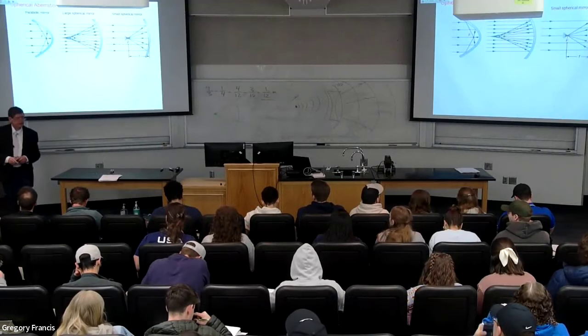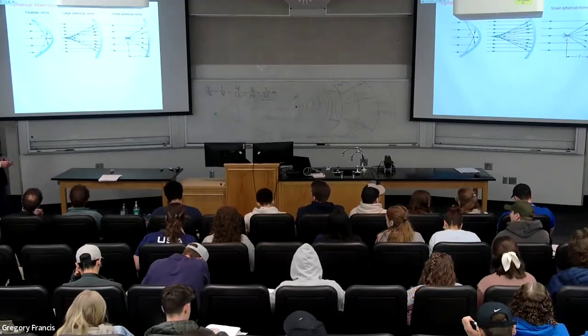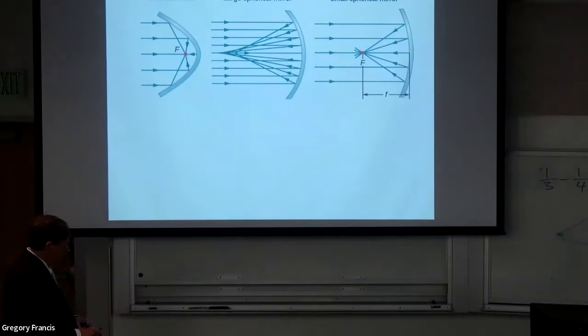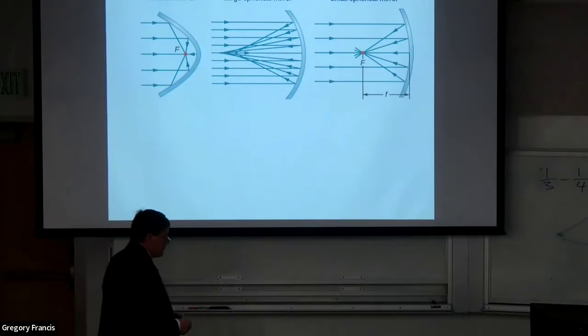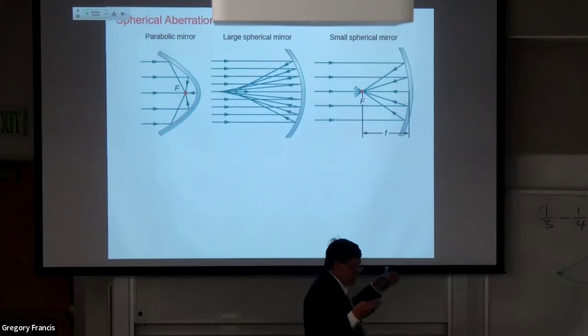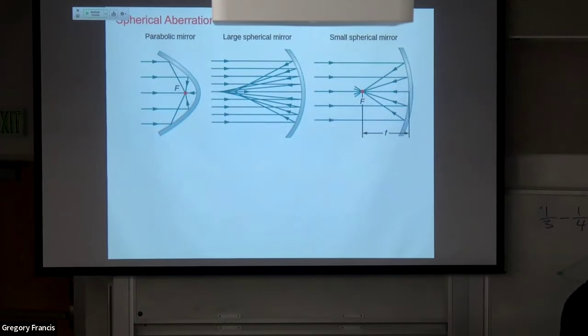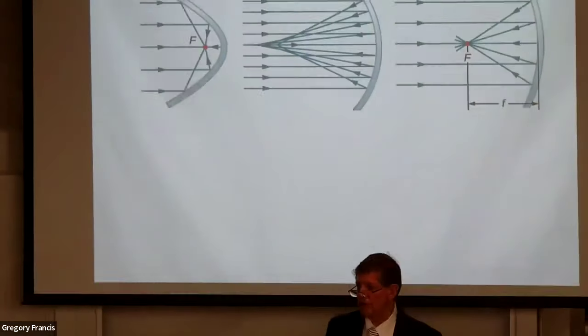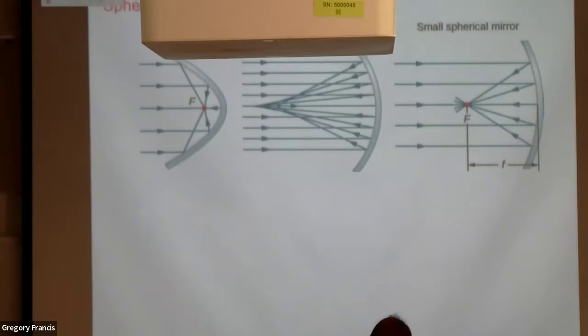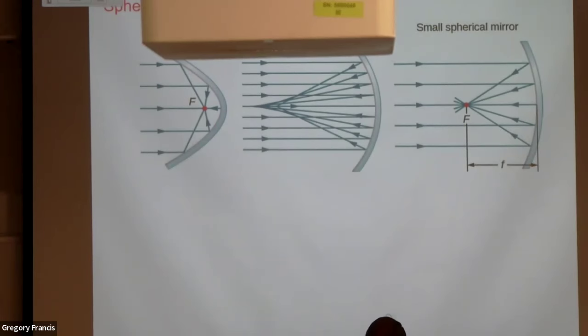So let's move on to talk about some optical instruments. It turns out that with a curved mirror, we talked about the light coming in parallel being focused down to a focal point. Well, that isn't really true for a spherical curved mirror, a mirror that's been made out of part of a sphere.